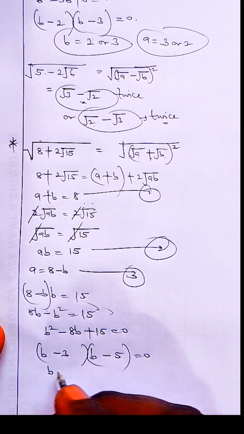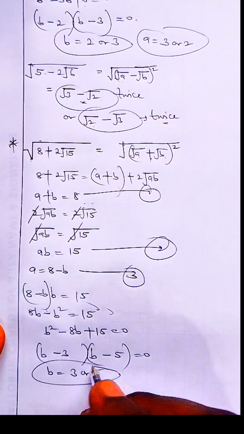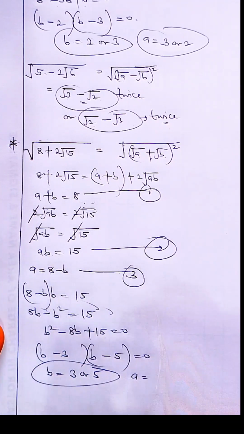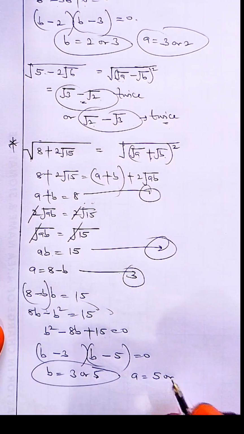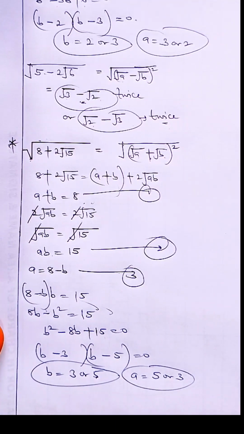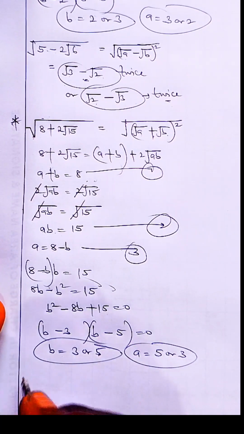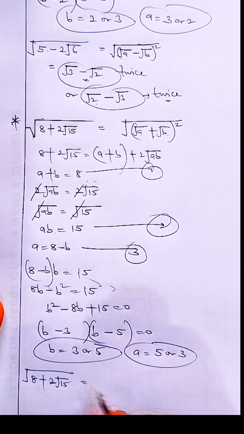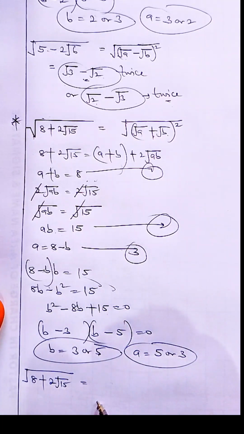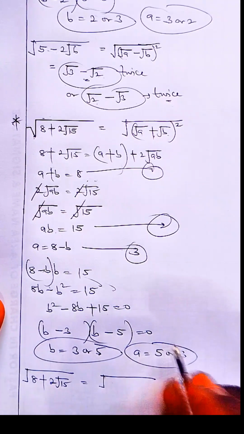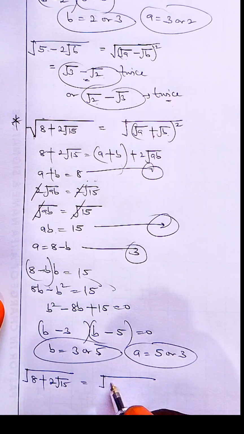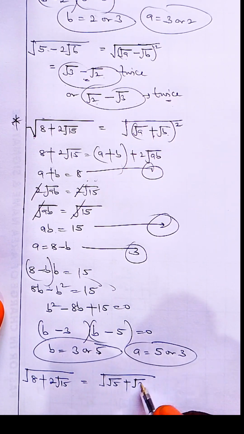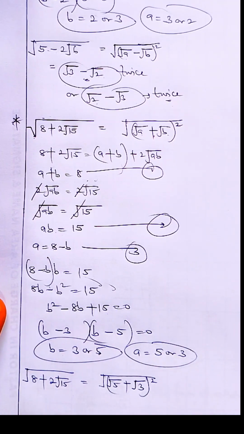So what would that be? That would be 3 or 5. So b is 3 or 5. It means if b is 3, a is 5. If b is 5, a is 3. So right away, the square root of 8 plus 2 root 15 equals, you could pick any one of them, the square root of root 5 plus root 3 to the power of 2.